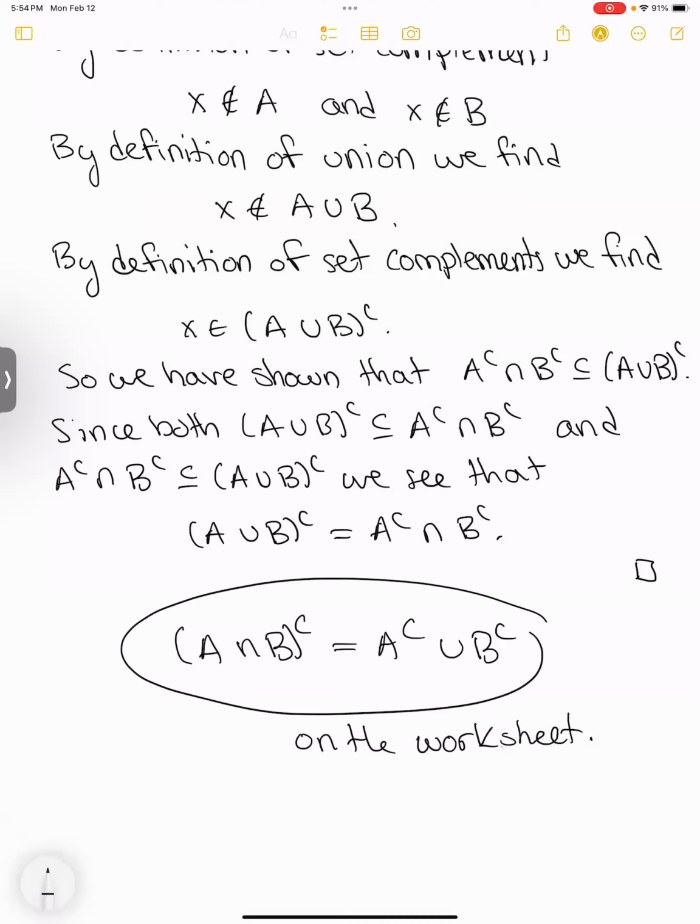But I just want to point out that these De Morgan's laws are kind of like giving you some algebra that you can do with intersections and complements. So one way you can think about this is that the complement distributes over a union. And when you distribute the complement over a union, it becomes an intersection. And the one you're going to prove on the worksheet says you can distribute a complement over an intersection. And when you distribute a complement over an intersection, it becomes a union of complements. So these De Morgan's laws are telling us that there's some algebra of set unions and intersections and complements.